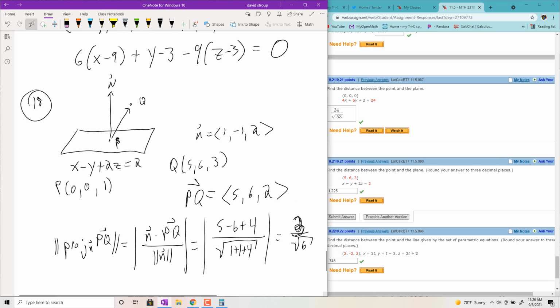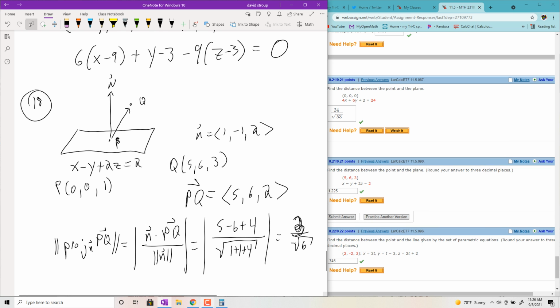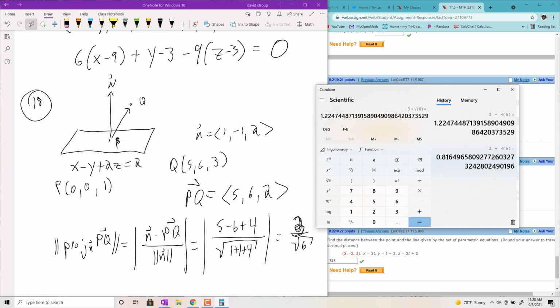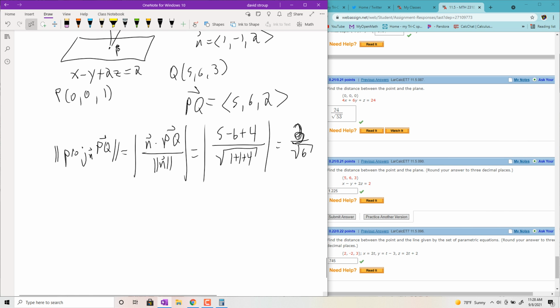I didn't see what I did wrong. 3 divided by square root of 6. And I didn't change anything. Oh, I had it right. I just forgot to push the button again. I hate this calculator on the computer. I never use it. Yeah, that's the right answer. Okay, anyways, so be able to find distances between points and planes.